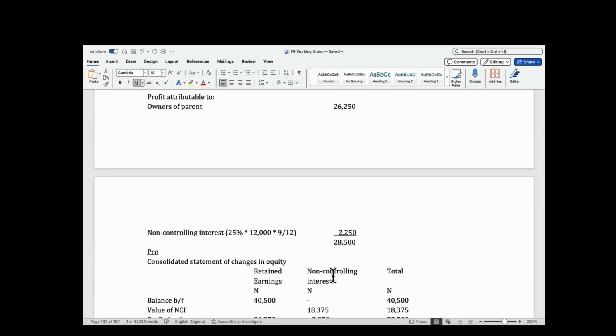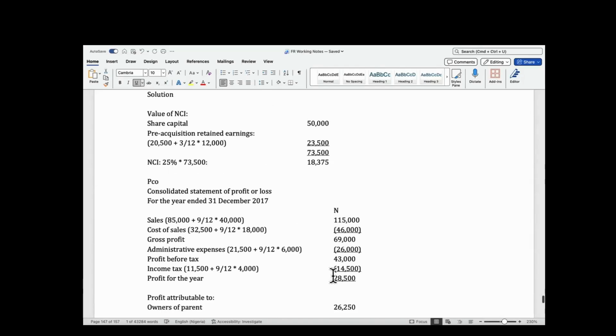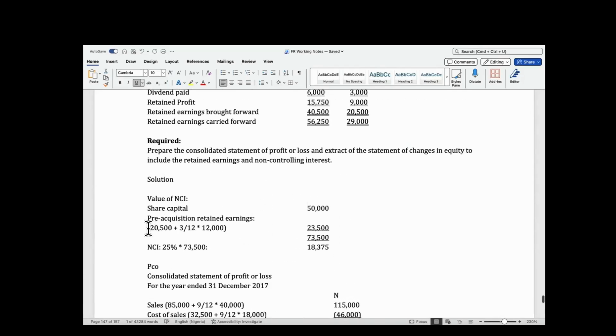Sorry, sir. I still don't get that 20,500 that we took in full and then now took 25% of it. No, we're taking it in full plus 3/12 of the profits for the year. But this 20,500, why are we taking 25% of it? How did we know that as at that date, 31st December 2016, we had 25% belonging to NCI?